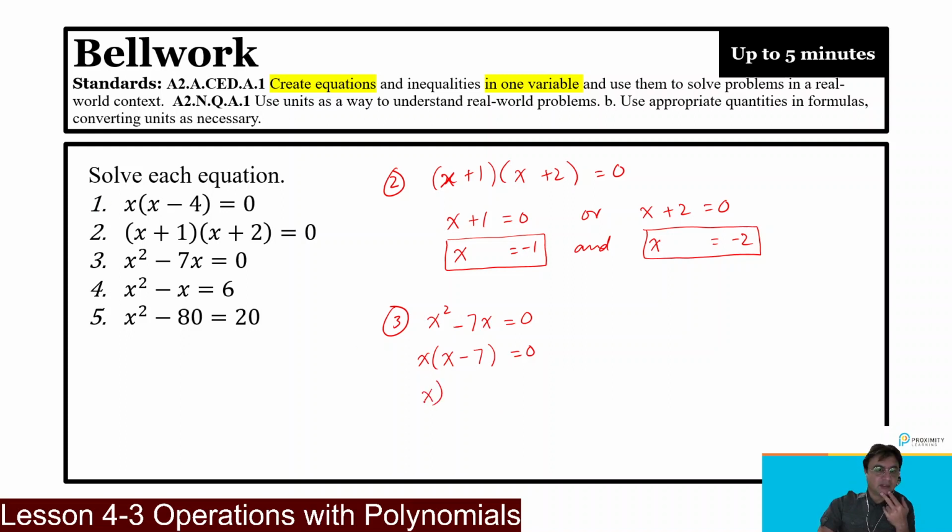So I have two things that are multiplying, and the result is a 0, which means that either x equals 0 or x minus 7 equals 0. x minus 7 equals 0 means that x equals positive 7. So I have two answers, x equals 0 and x equals 7. Either one would work.